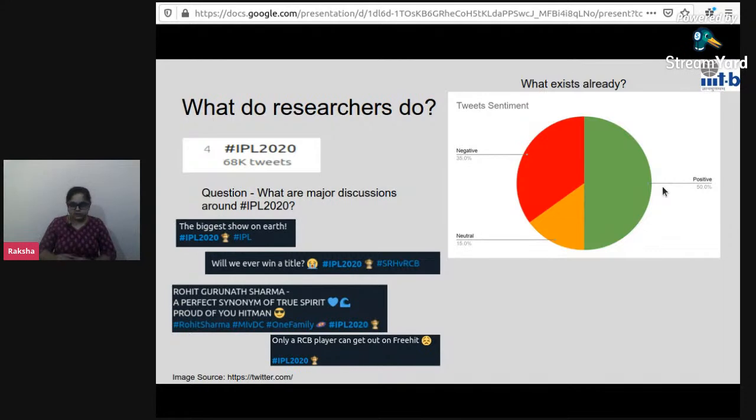Now that is something that nobody has looked at. Can we know which aspect of IPL is the most discussed aspect? This is something that researchers have not done already, and this is something that might be useful for many things, for advertisers, for government, for IPL, for teams. There are so many use cases around this question.